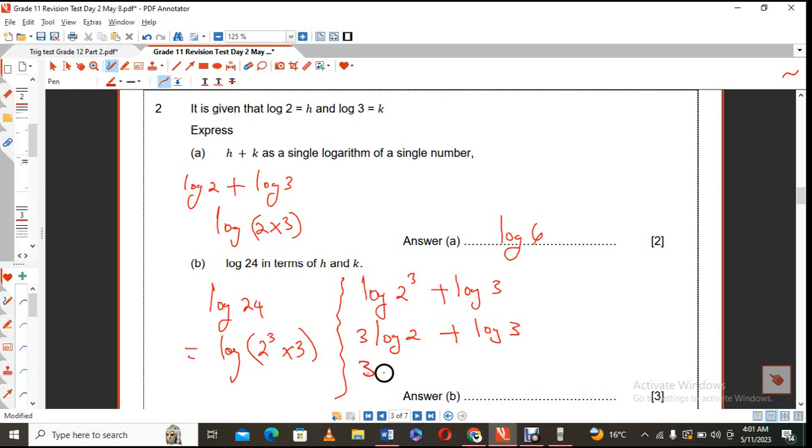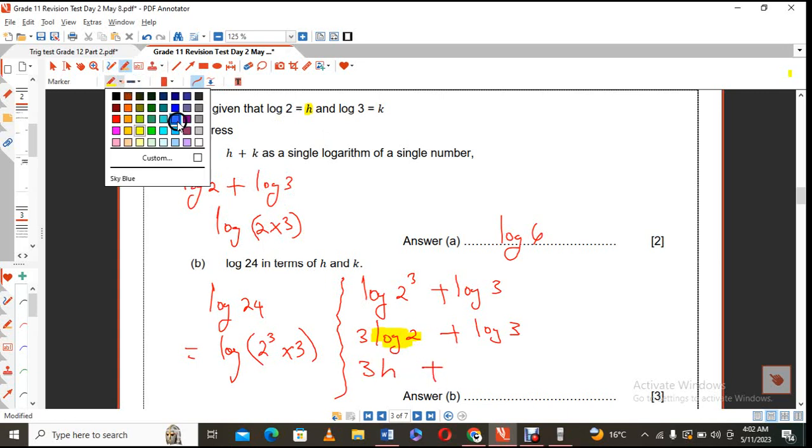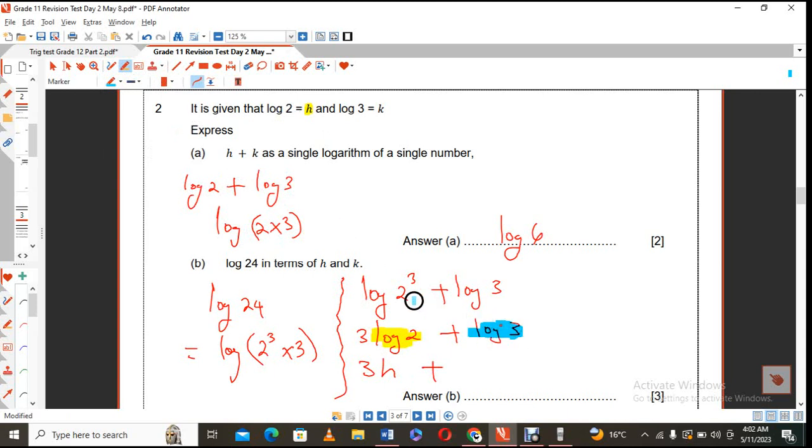This becomes 3 log 2. Log 2 must be replaced with the h that you have over there. So you can say 3h, and everywhere where you have a log 3 must be replaced with that k. So the answer is 3h plus k. That is all that she wrote.